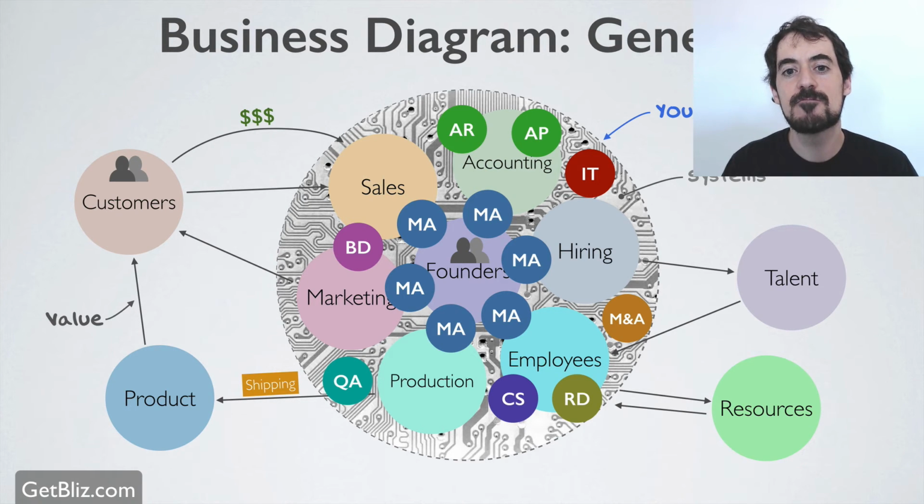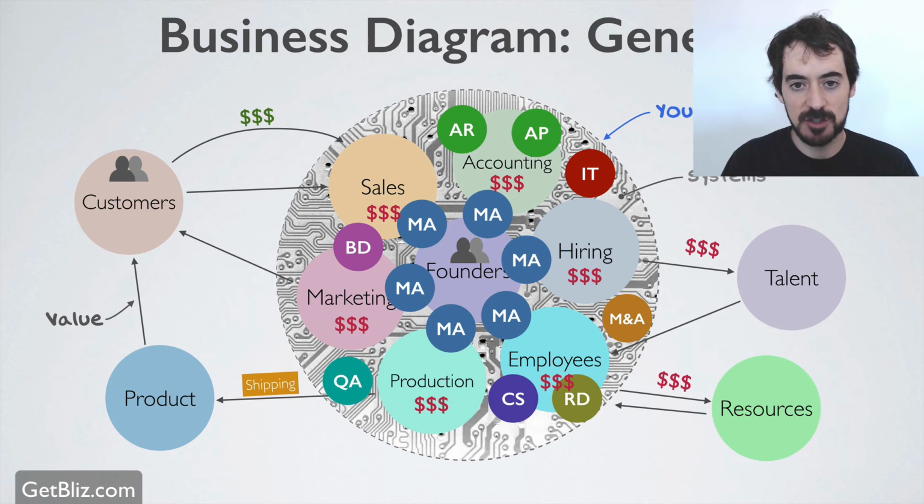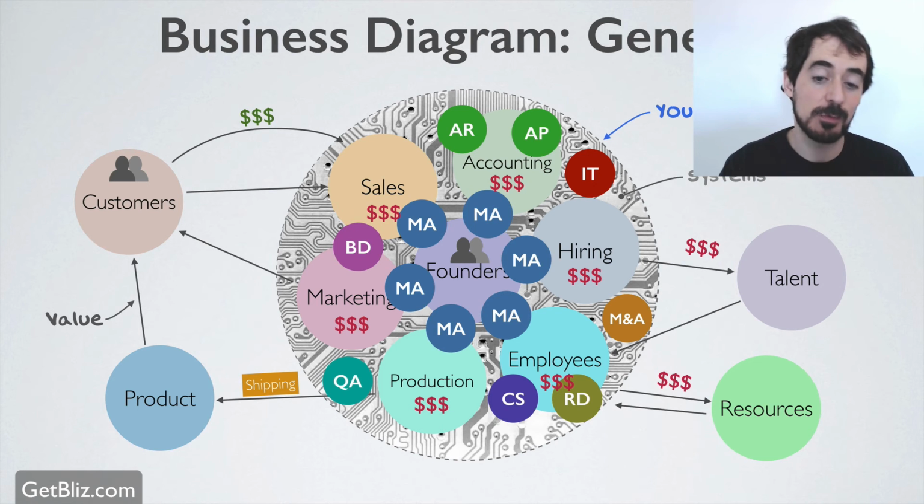Now, to me, this is interesting because look at where all you're spending money. You're spending money everywhere. In marketing, sales, accounting, hiring, production, employees, in resources, and hiring talent. And literally, you're making money basically on the customer side. You gotta make sure that everything that you spend money on accounts to less than you're making. That way you have a profitable company.